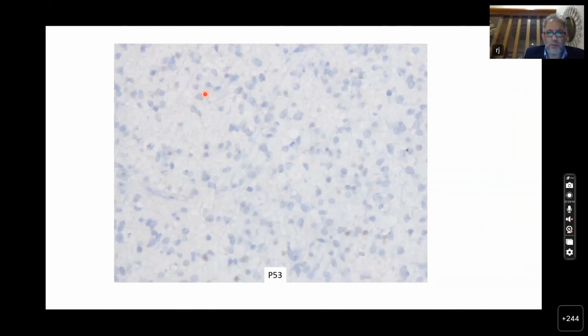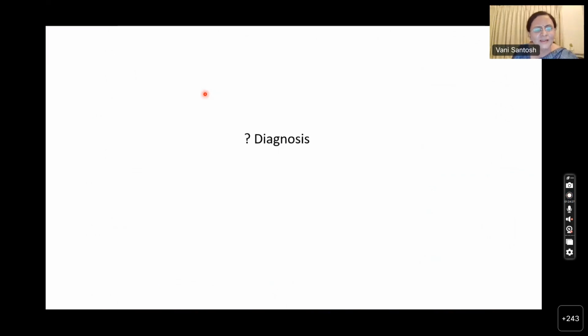P53, it is negative. Negative, isn't it? So we have ATRX is positive. IDH is positive, ATRX is retained, and P53 is negative. Yes. So what is the diagnosis? Now we can say oligodendroglioma.